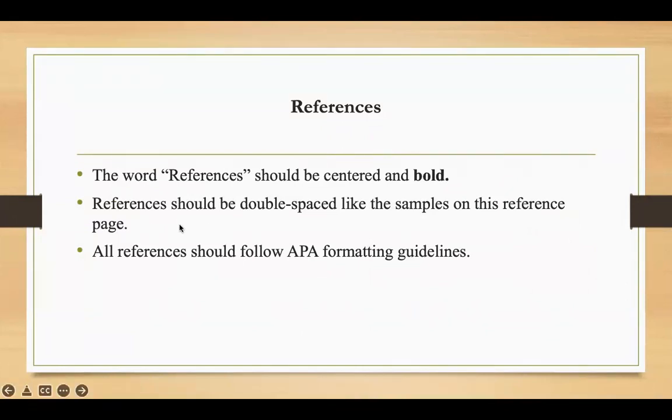Okay? References should be double spaced like the samples. All references should follow APA formatting. So ensure, just like your entire document is double spaced, your references should also be double spaced. Okay?